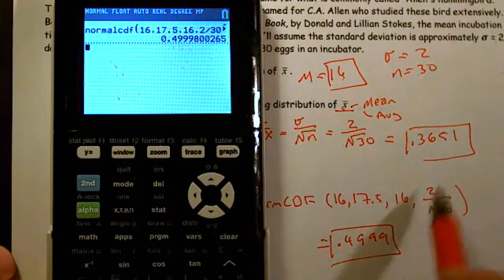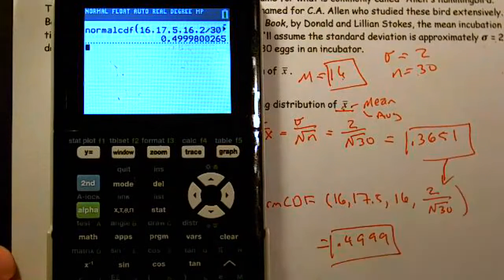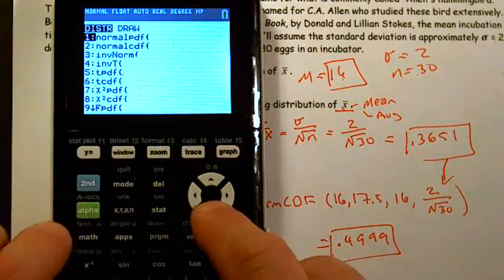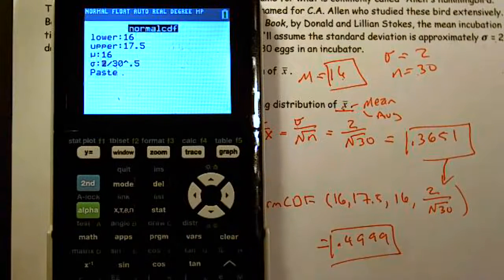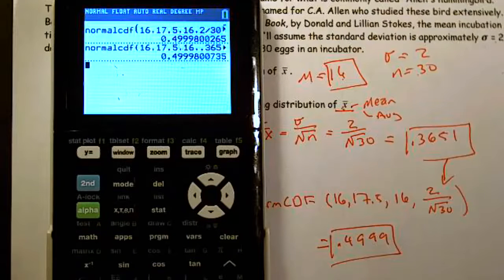Now, some of you are going, hey, couldn't I have used the 0.3651? It would have been close. It would have been close enough. So second vars, norm CDF. And if I had just used the standard deviation that I previously calculated, 0.3651, it's going to be really close. It's not going to be exactly the same, but close enough.